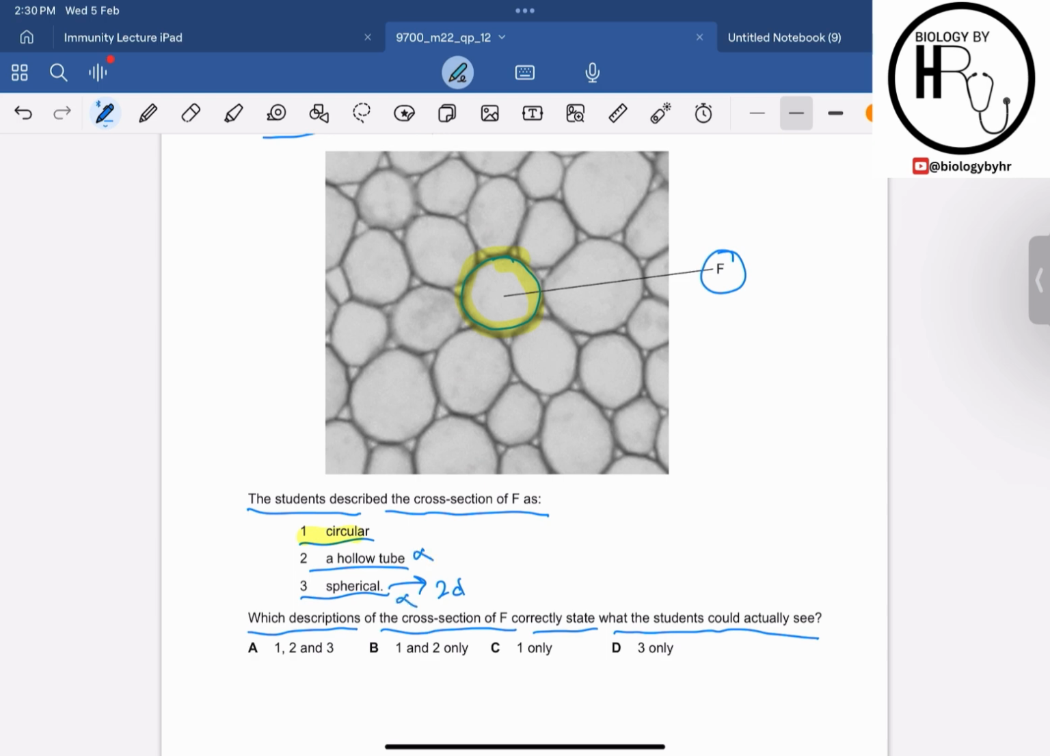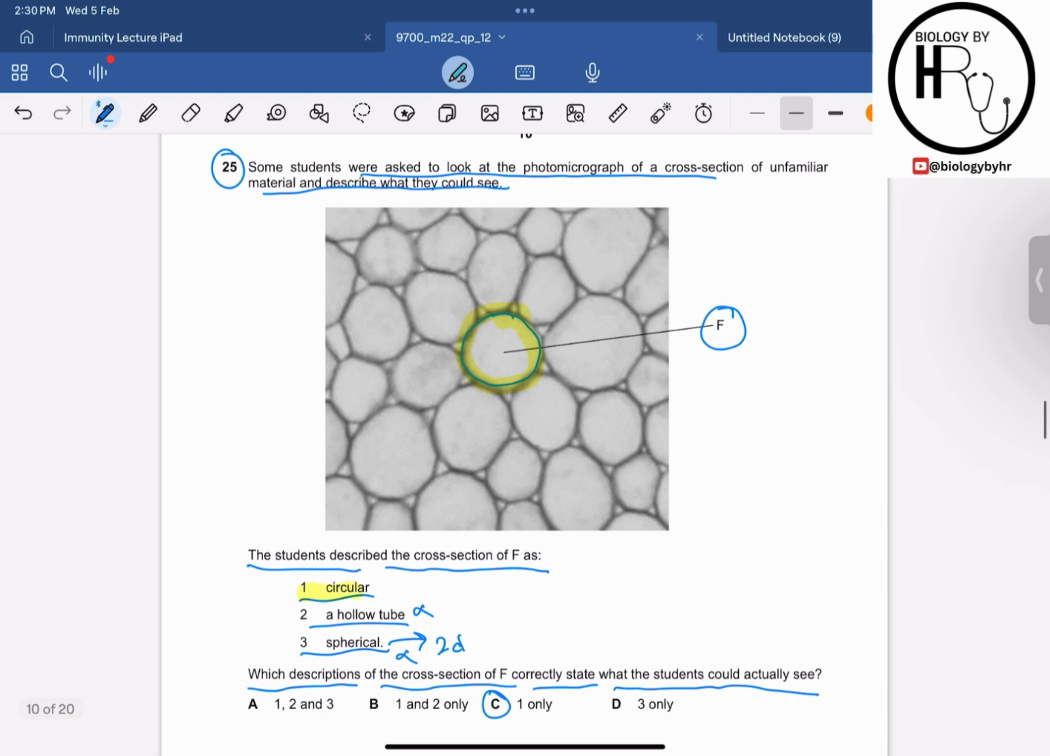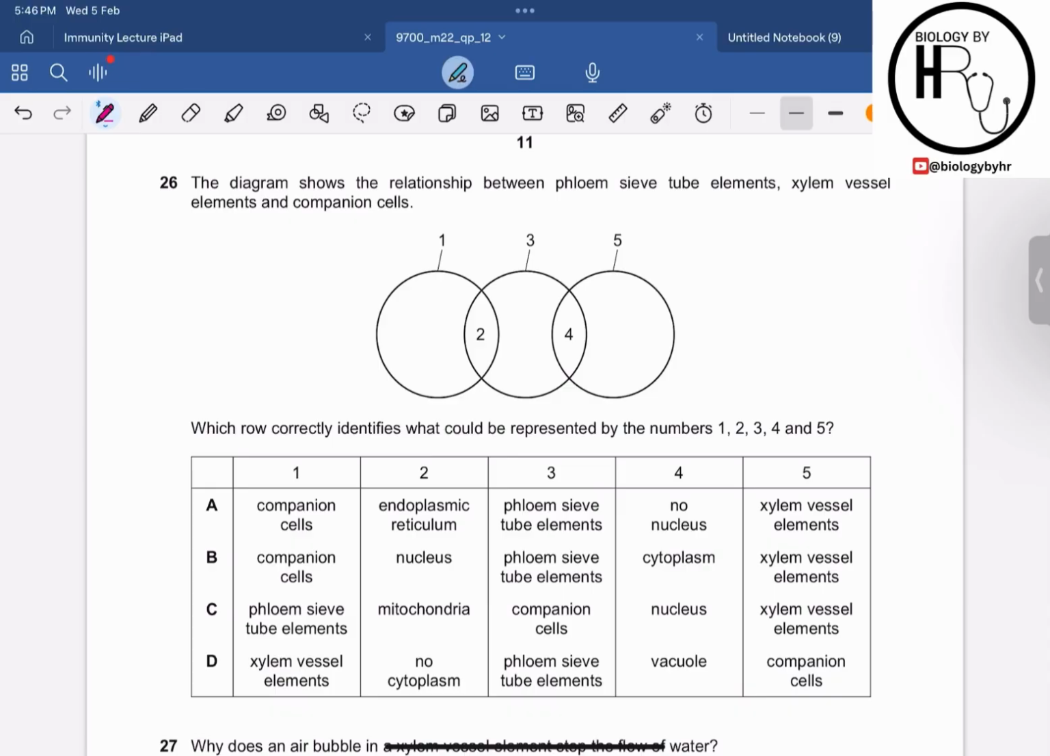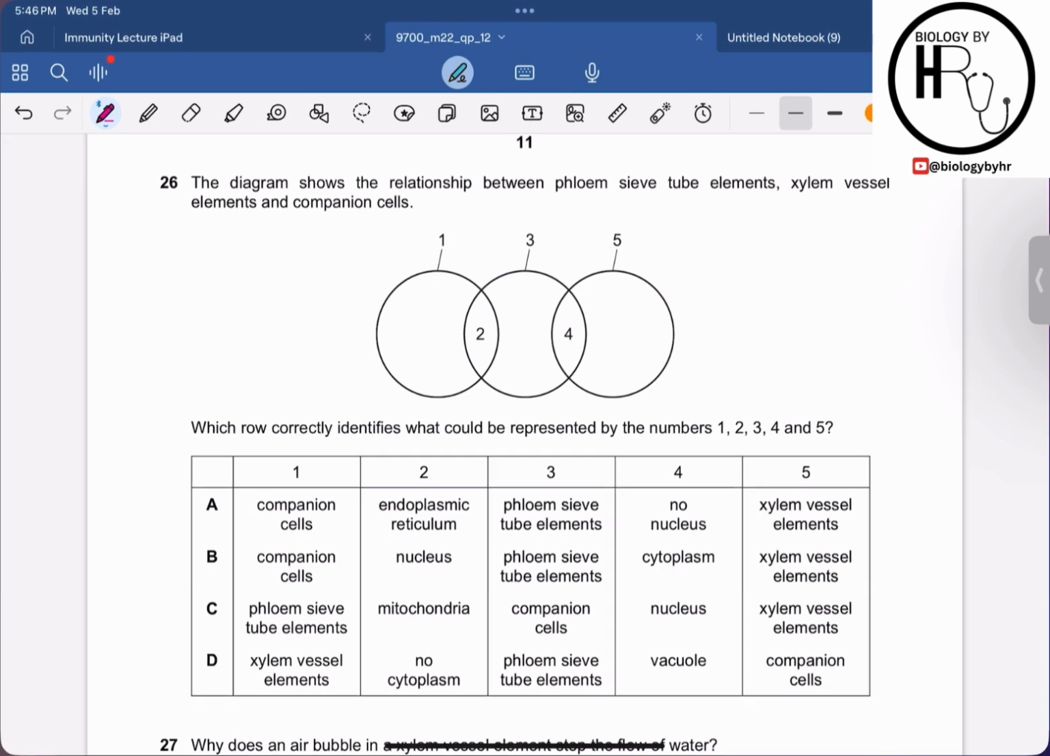So hence the correct option for this MCQ must be option C, 1 only. It is the best description of this cross section area, that F is circular. Alright, so now let's move on to question 26.